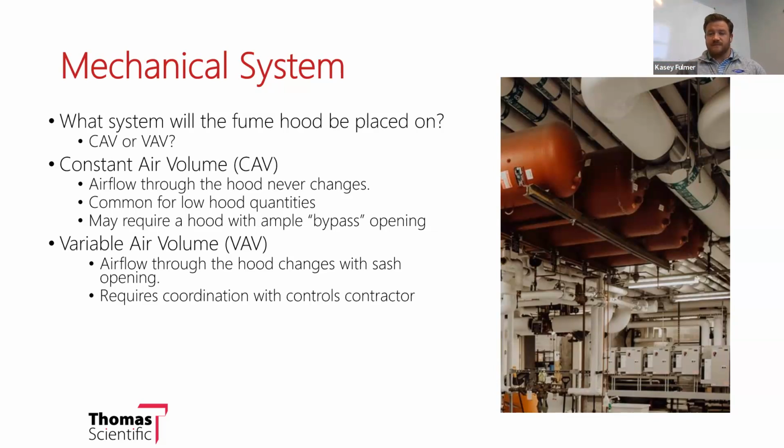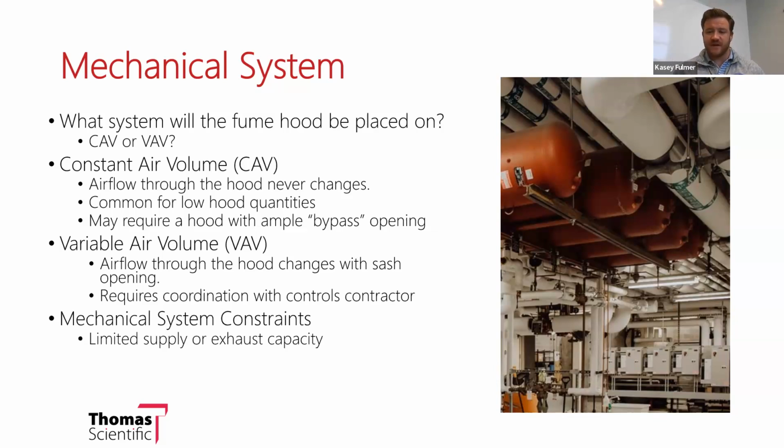The things to be aware of here is, if you have one of these hoods, you need to make sure that it can accommodate that type of system, meaning it would need a restriction in the bypass. But those systems also require more complex controls and coordination with the building that need to be accounted for. If you have a VAV system and you plan for a hood that is not designed to be put on that, you could be in a really unfortunate situation. So just be aware of what you have.